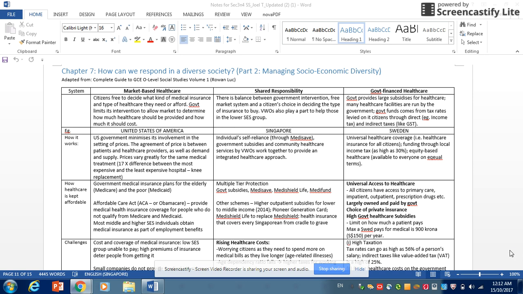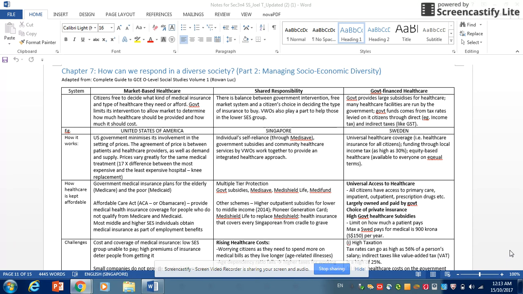Okay, for this chapter, we're doing chapter 7, part 2, how societies manage socioeconomic diversity, which means the income gap and how we manage the poor and the rich. One good that everybody needs, be it rich or poor, is healthcare. If you're poor, you'll suffer from not being able to afford healthcare, whereas if you're rich, you will be able to afford the different kinds of healthcare out there.